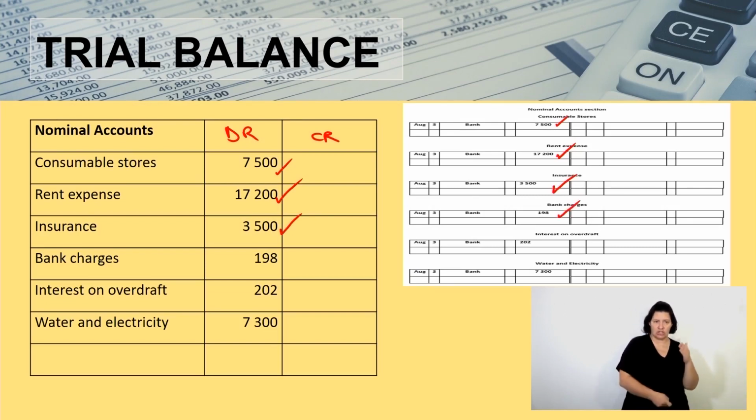Bank charges are an expense, so bank charges will be on the debit side. Interest on overdraft is also an expense. There it is, 202. And lastly, it is my water and electricity, 7,300, which you also find here. After you have done this, then you should be ready now to do an accounting equation.